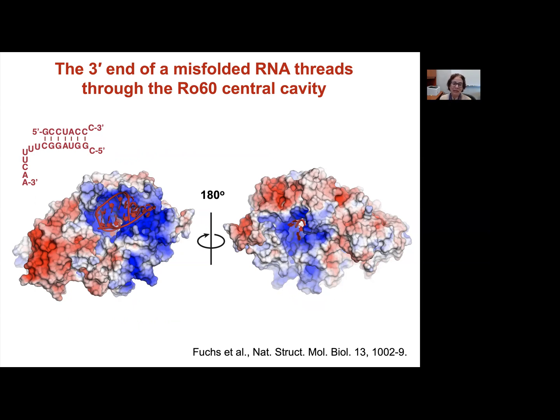Based on these analyses, we propose that Rho60 scavenges RNAs that fail to assemble with their correct RNA binding proteins because they are misfolded.